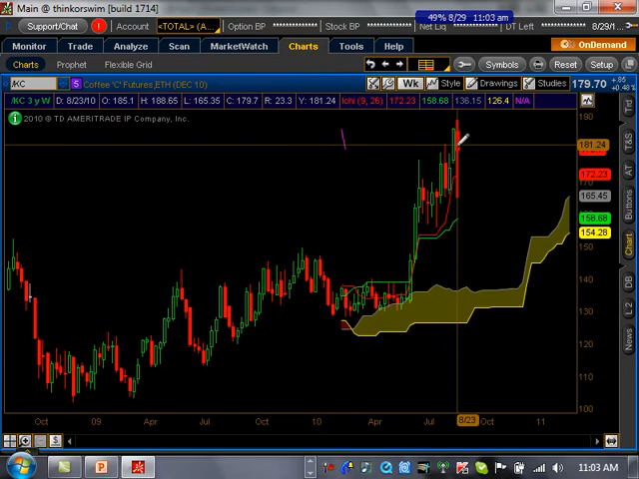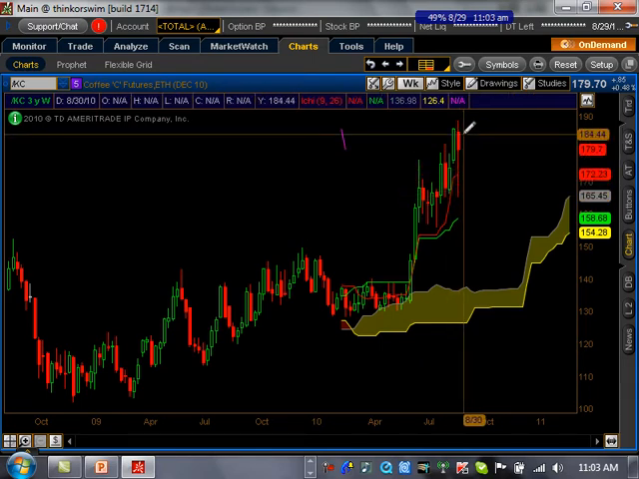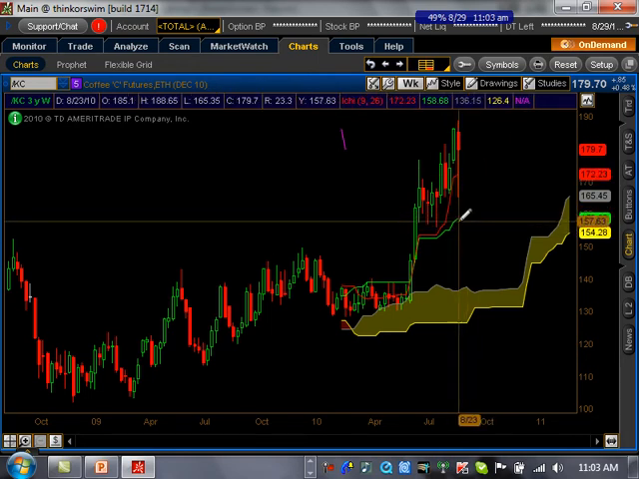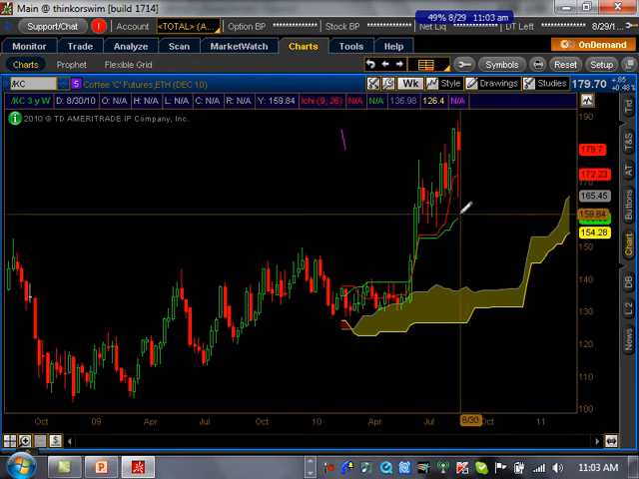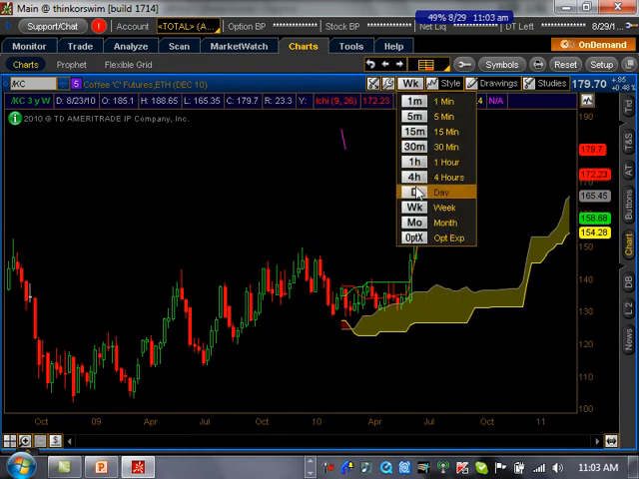If you looked, it did pull back intraday last week, came all the way down here, and then it continued to go forward. So it still hasn't done a major pullback, which is pretty much going below the Kijun-sen, but it has done a pullback below the Tenkan-sen. Let's go look at the daily and see what that looks like.